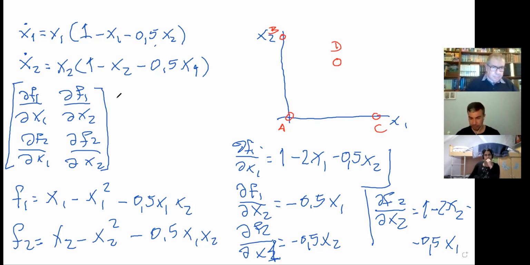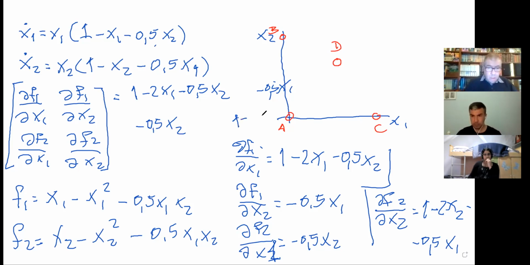So this matrix is 1 minus 2x1 minus 0.5 x2, then minus 0.5 x1, then here minus 0.5 x2, and here what is it? 1 minus 2 x2 minus 0.5 x1. Okay.